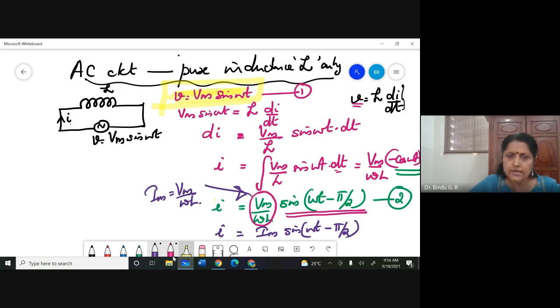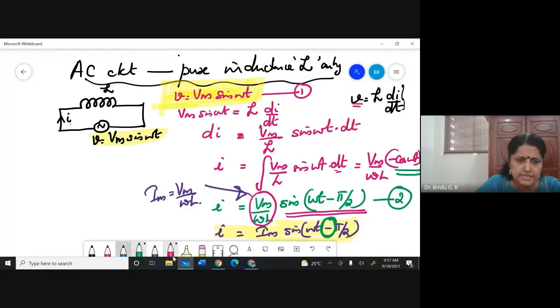So what is it that I got? As I told you, I started with the reference equation V is equal to Vm sine omega t when I supplied such a voltage to a purely inductive circuit. The current through the inductive circuit is given by this equation: I is equal to Im sine omega t minus pi by 2. What does that mean? The current is lagging, I hope you understood. The current is lagging behind the voltage by an angle pi by 2.